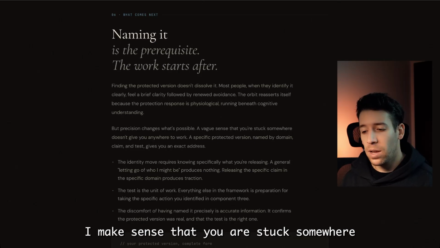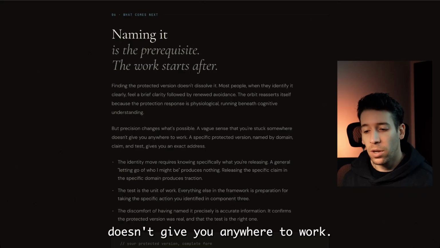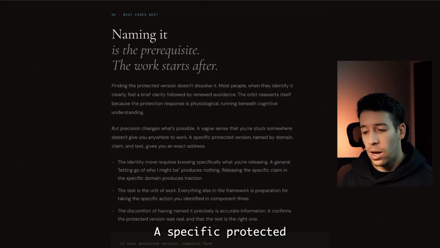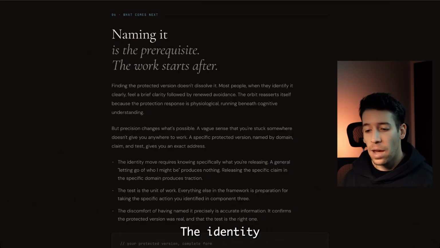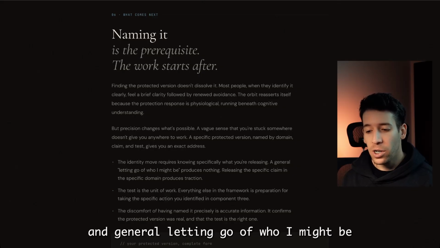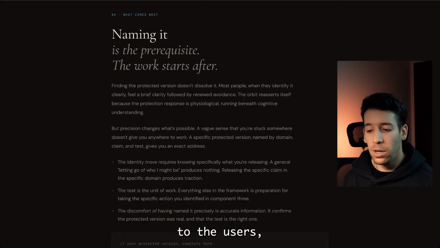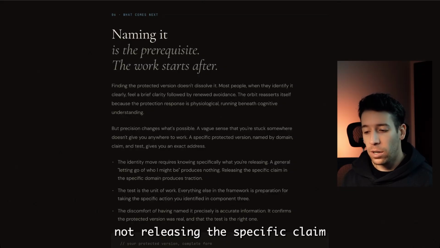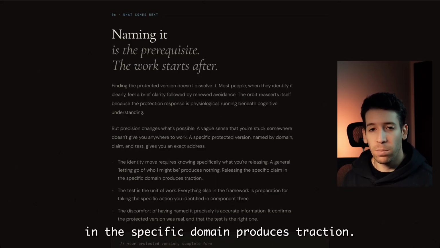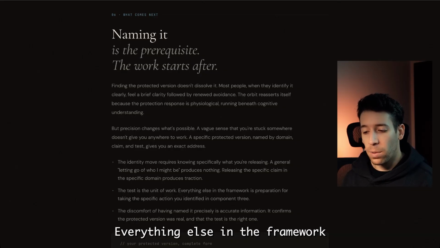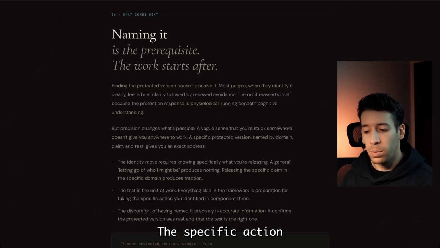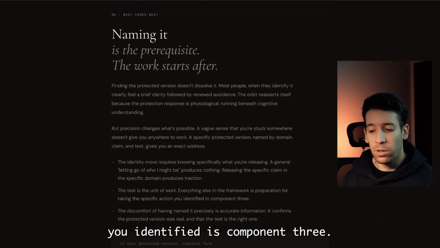A vague sense that you are stuck somewhere doesn't give you anywhere to work. A specific protected version, named by domain, claim, and test, gives you an exact address. The identity move requires knowing specifically what you are releasing. A general letting go of who I might be produces nothing. Releasing the specific claim in the specific domain produces traction. The test is the unit of work. Everything else in the framework is preparation for taking the specific action you identified as component 3.